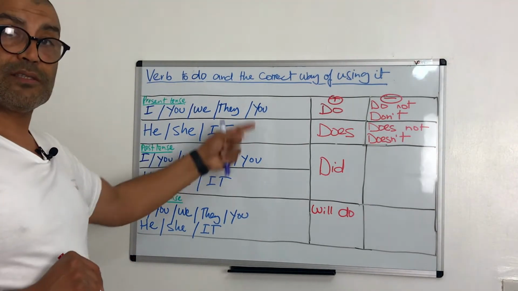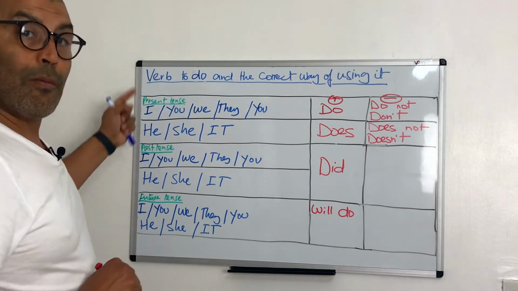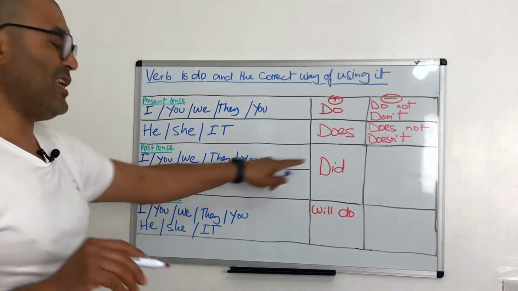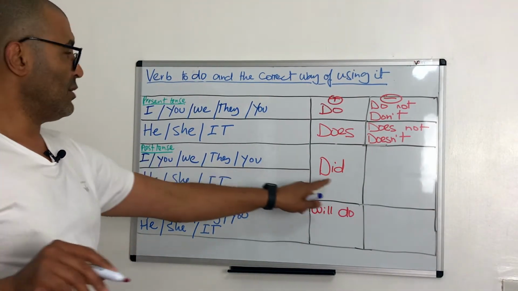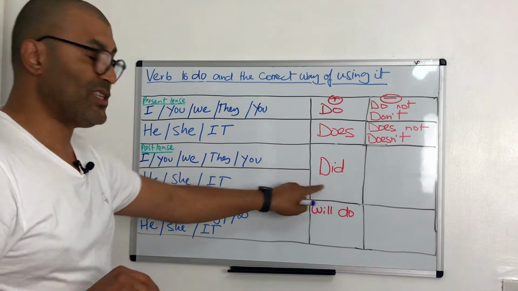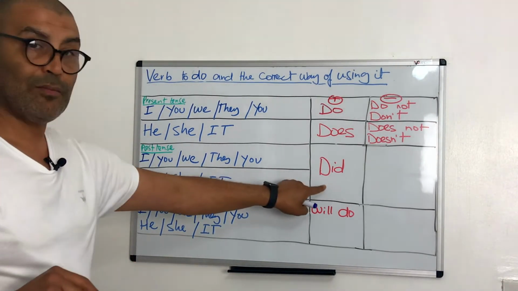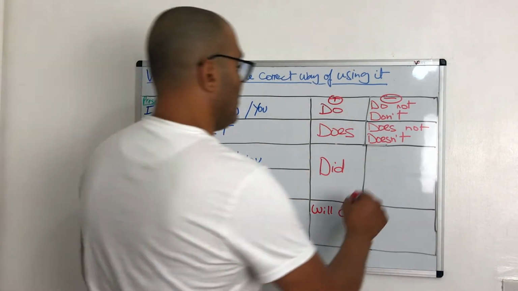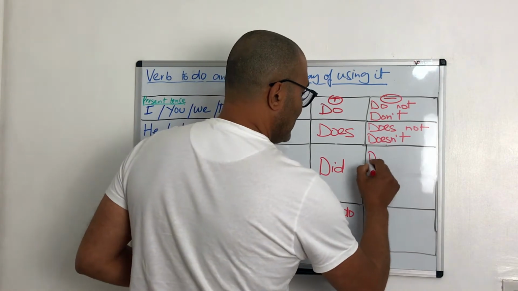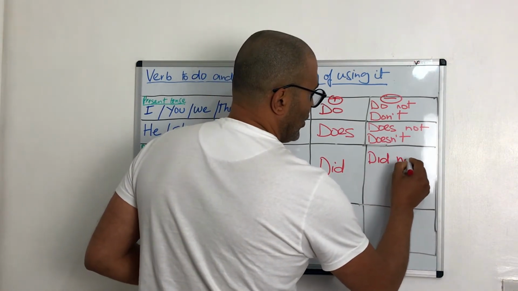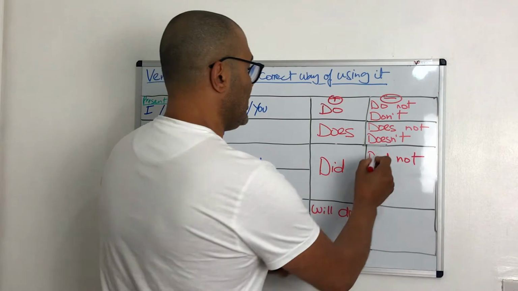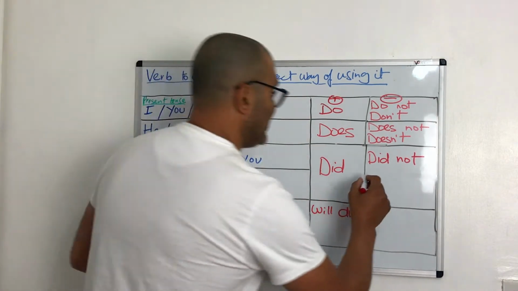In the past tense it's easy, we add did not. The verb doesn't change, it always stays did. In the negative way we add did not. Okay? Did not, or in short, didn't.